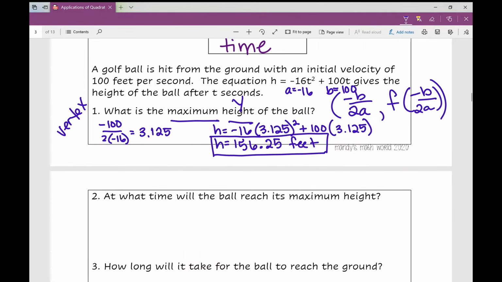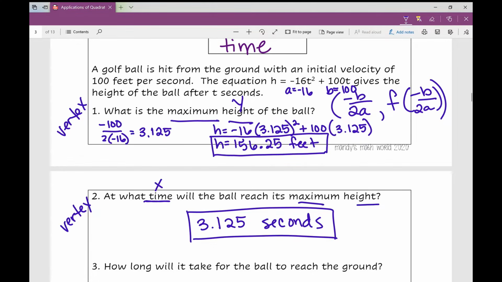At what time will the ball reach its maximum height? Okay, well, I'm still looking at maximum height. I still know that's the vertex, but it's asking me at what time. Well, time, we're looking for the x value. Well, we've already figured that out. It's 3.125 seconds. Awesome.